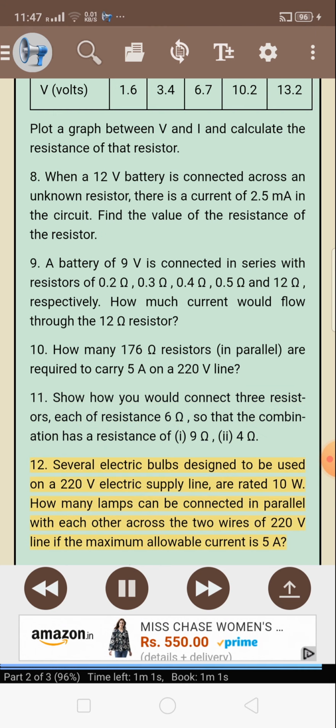12. Several electric bulbs designed to be used on a 220 volts electric supply line are rated 10 W. How many lamps can be connected in parallel with each other across the 2 wires of 220 volts line if the maximum allowable current is 5 A?